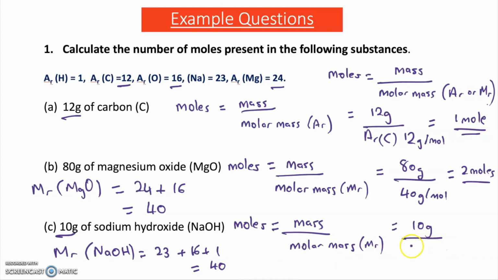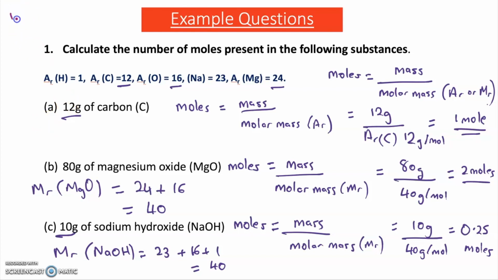So to work out the number of moles that I have present, if I have 10 grams of sodium hydroxide, I do moles equals mass over molar mass, which is the MR value here. So it's 10 grams divided by 40 grams per mole, and that will give me a number of moles equal to 0.25. Now, to improve your understanding of moles, it's important to reflect on what these values mean.